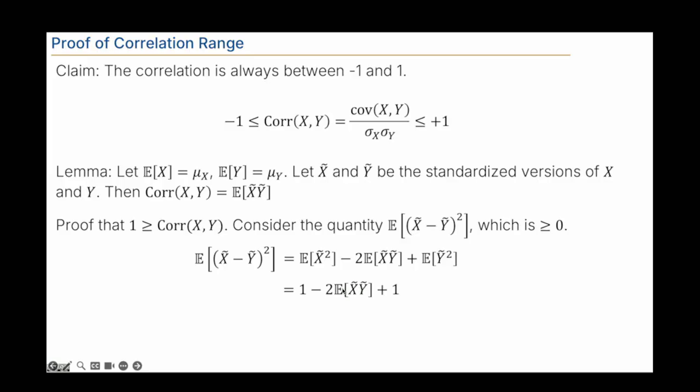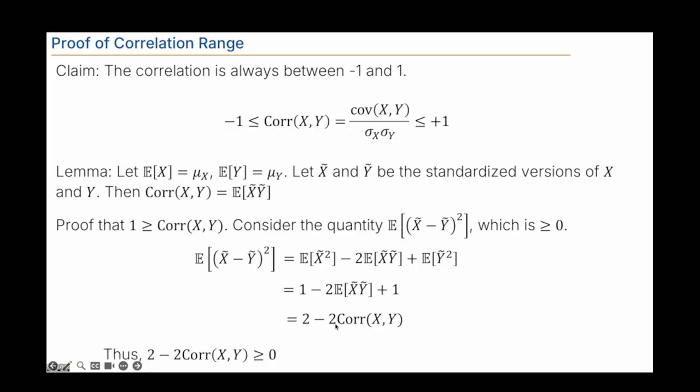What's this right here? Well, that's the correlation, right? That's what we just said. Another name for this is the correlation. So 1 plus 1 is 2, and this right here is the correlation. That was our lemma. And what do we know about 2 minus 2 times the correlation? How is this related to 0?